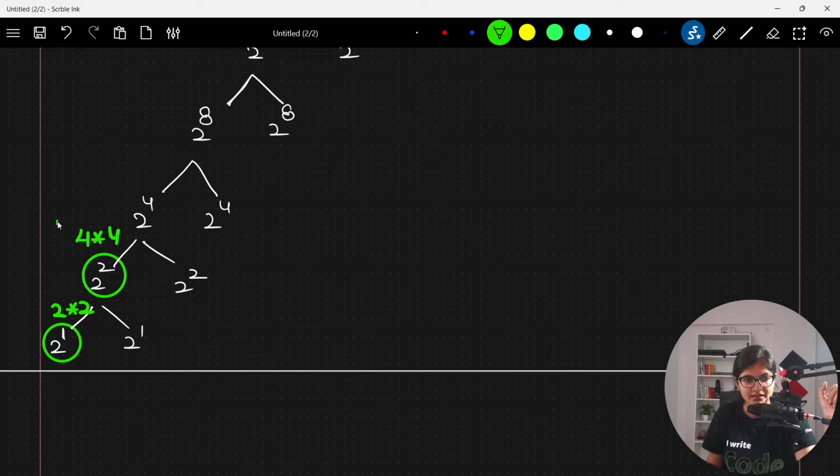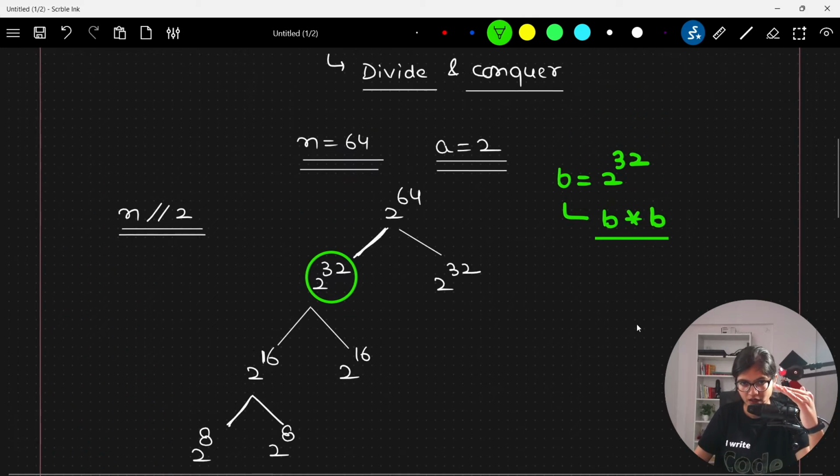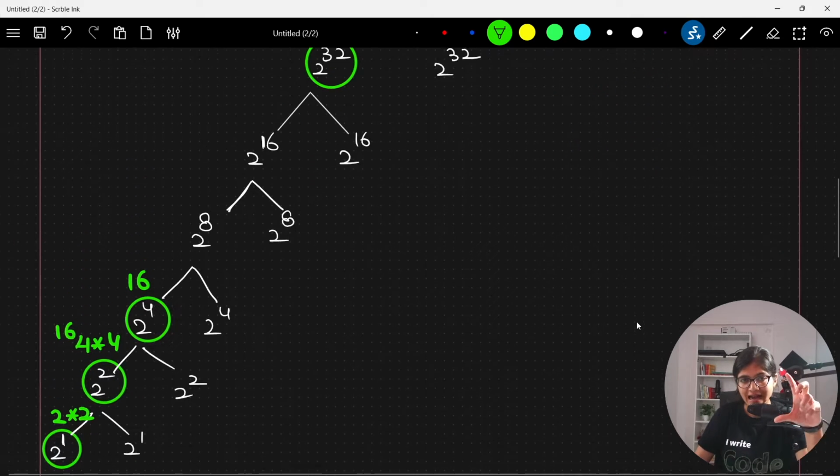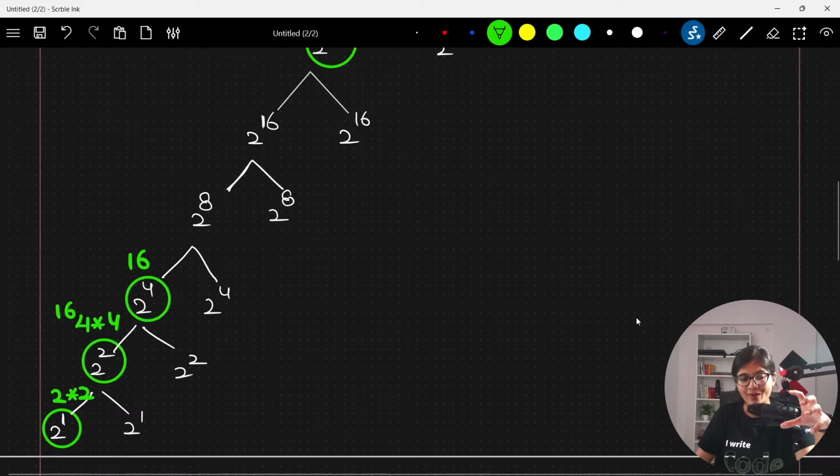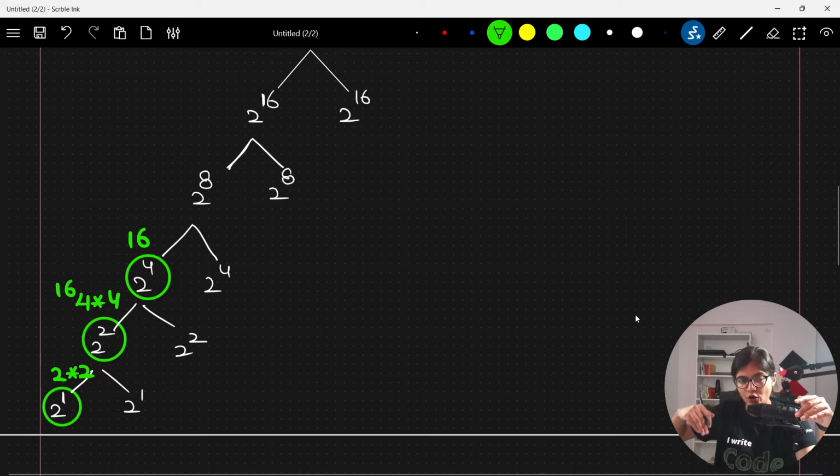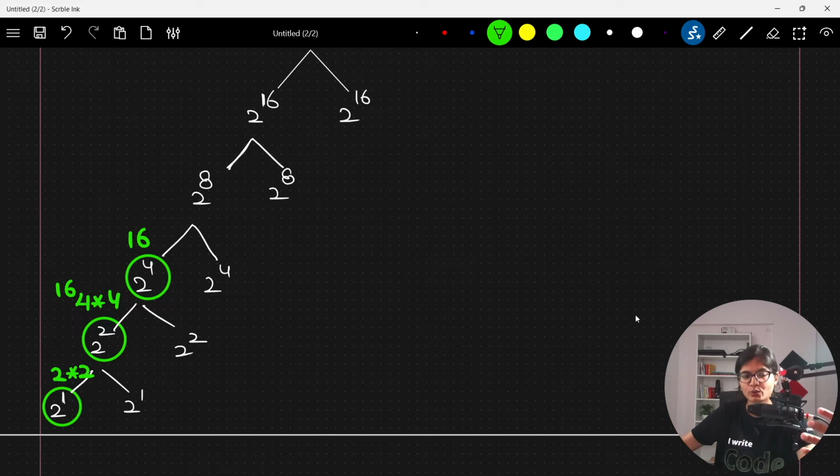So it will be 16. So I am getting the value 16 here. Now if you see, step by step, I am doing the conquering part here. When I am moving from the topmost part to the lowermost level, I am doing the dividing part. Now when I am moving from below to the top, I am doing the conquering part.